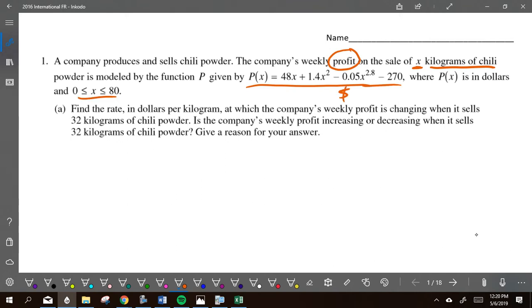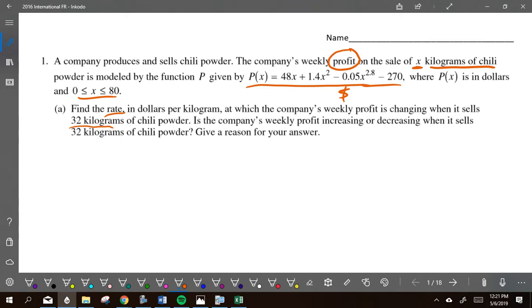And we're going on the interval from 0 to 80. Everybody kind of understand the basics? We label stuff, and we go through and make sure we understand what it is. It is not a rate. That is a value. It tells us a value. Find the rate in dollars per kilogram at which the company's weekly profit is changing when it sells 32 kilograms of chili powder. Is it increasing or decreasing?